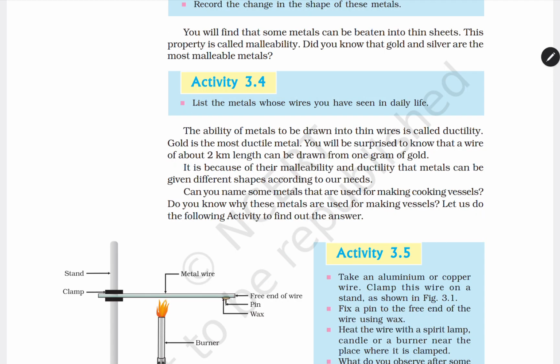Now we are doing another activity: list the metals whose wires you have seen in daily life. Which types of metals are available in the form of wires? Any idea? Copper wires, windings you are getting. Iron wires are available, is it not? You will be observing these things. So how are you able to make them into thin wires? That property is known as ductility. Ductility is the property by which we can make them into thin wires. The most ductile metal is gold.